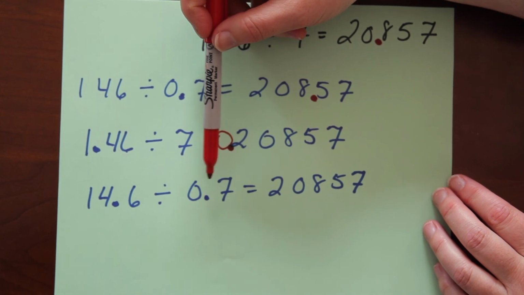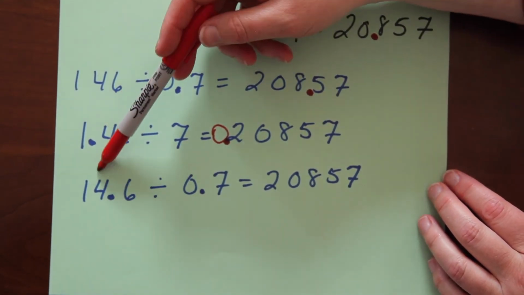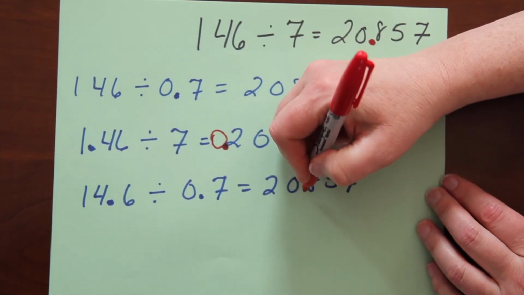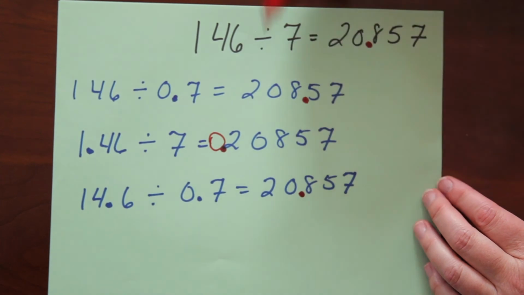And then my last problem, I have 14 6/10 divided by 7/10. 7/10 times 10 is 7. It's still less. 7/10 times 20 is 14, so it's going to be about 20. So I have 20 and 857 thousandths.